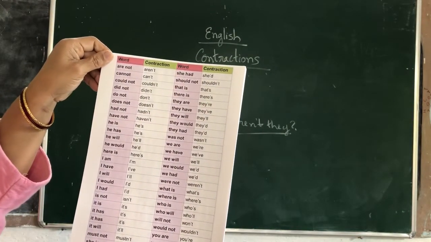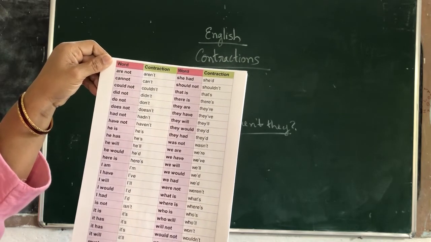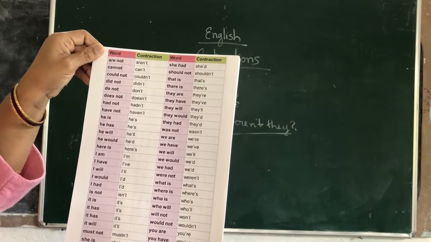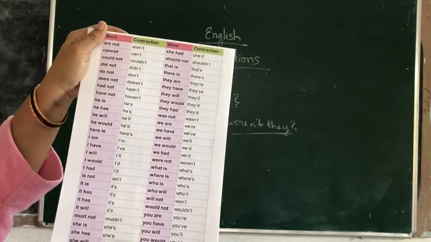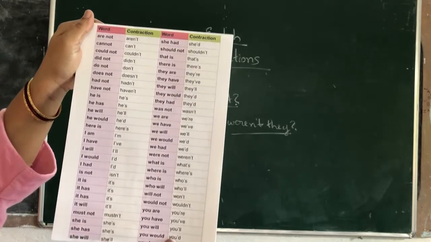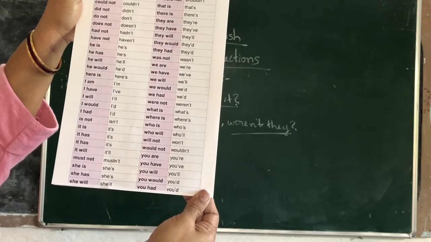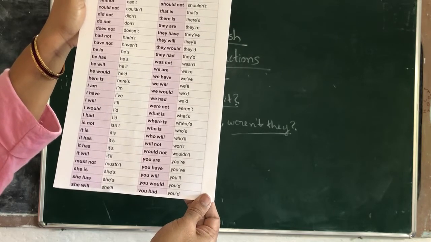Cannot, can't, could not, couldn't, did not, didn't, do not, don't. Like this. We have. How to write? Is it clear? So like this. Copy down these words. Okay. See here. So everybody should copy down this set of words, ma.